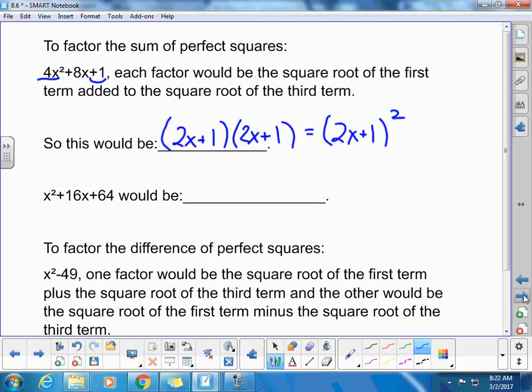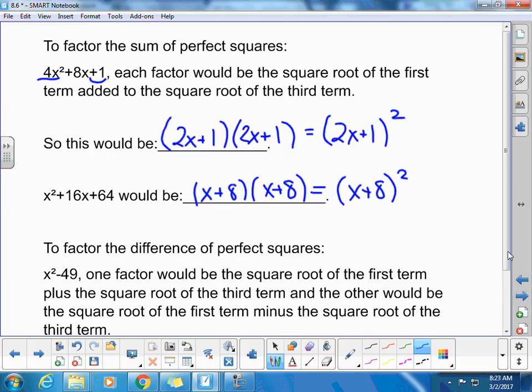So if we look at x squared plus 16x plus 64, pause and try to do it yourself. And hopefully you would have gotten the square root of x squared, which is x, plus the square root of 64, which is 8. And that would be two terms of that, which would be x plus 8 quantity squared.